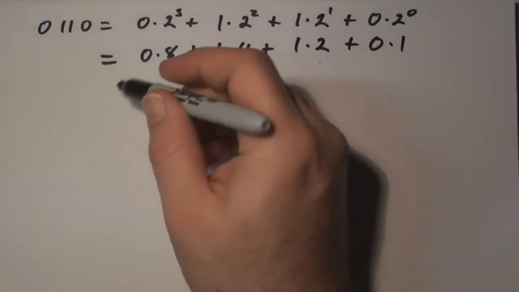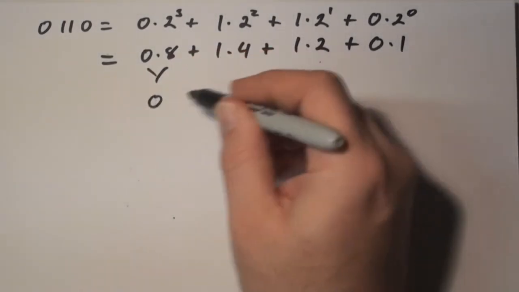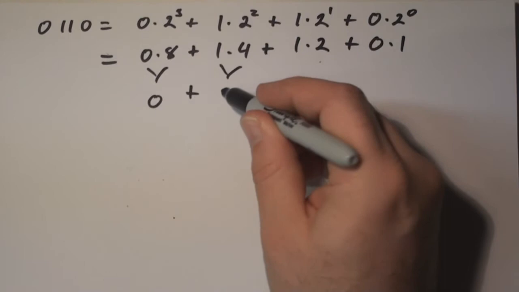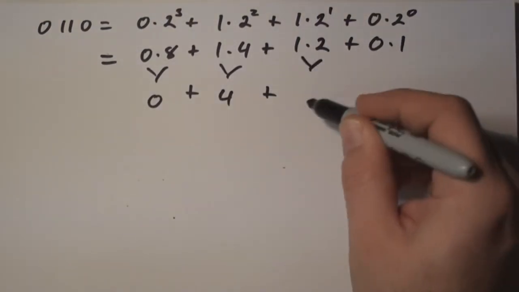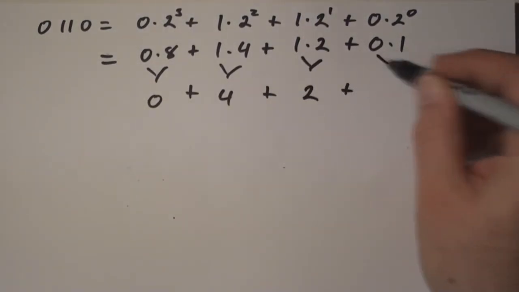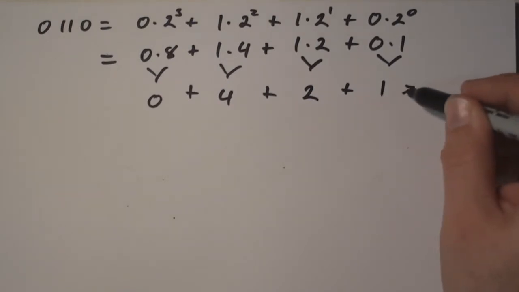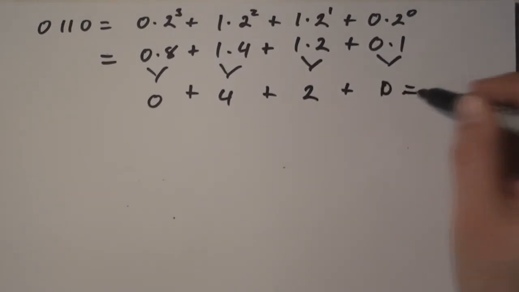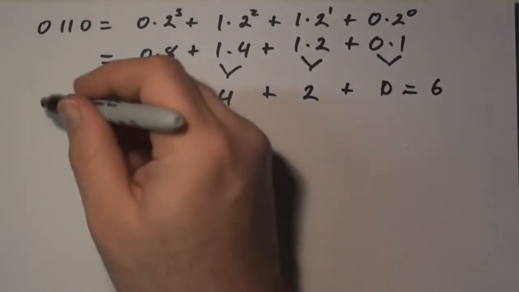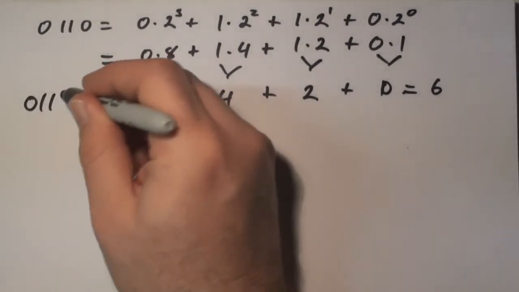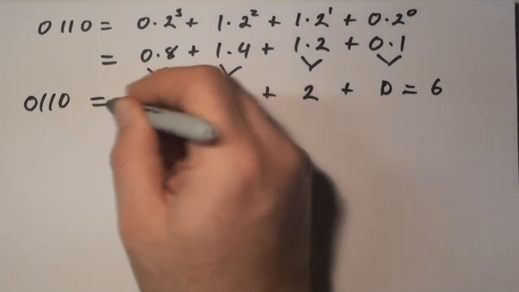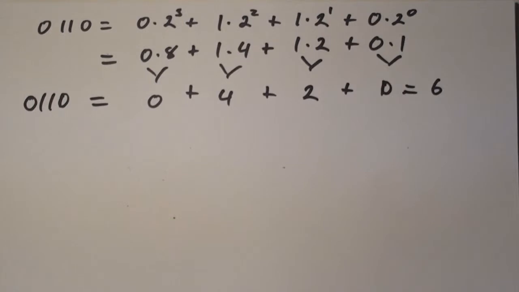If we multiply 0 times 8, that's 0, and 1 times 4 is 4, 1 times 2 is 2, and 0 times 1 is 0. And this is equal to 6. So the binary number 0110 is equal to 0 plus 4 plus 2 plus 0, or 6.